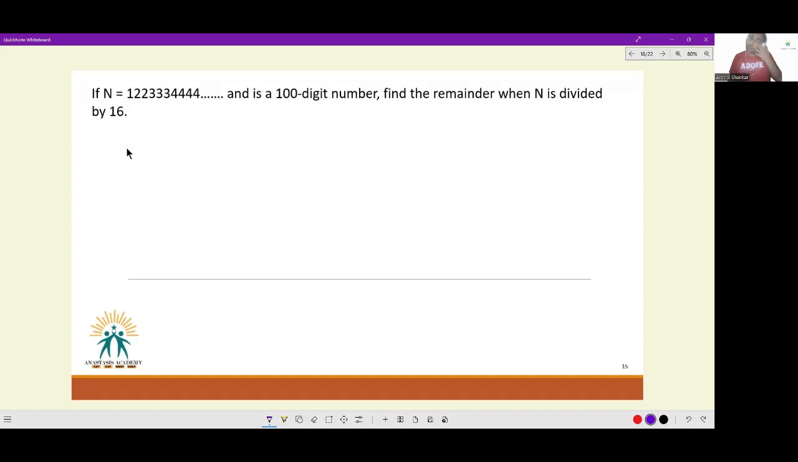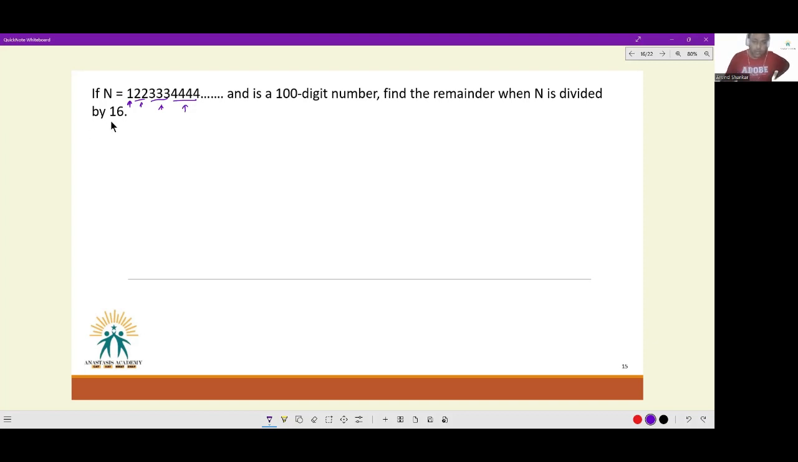Next question. N is equal to 1, 22, 333, 444, and so on. Hopefully, you can identify the pattern. 1 is here one time, 2 is here two times, 3 is here three times, 4 is here four times, and so on and so forth, and it is a 100-digit number. Find the remainder when N is divided by 16.